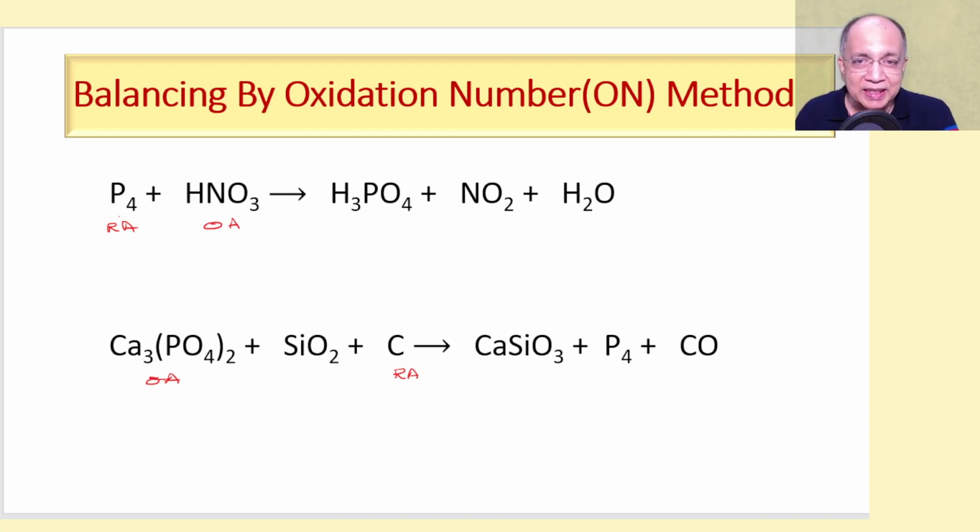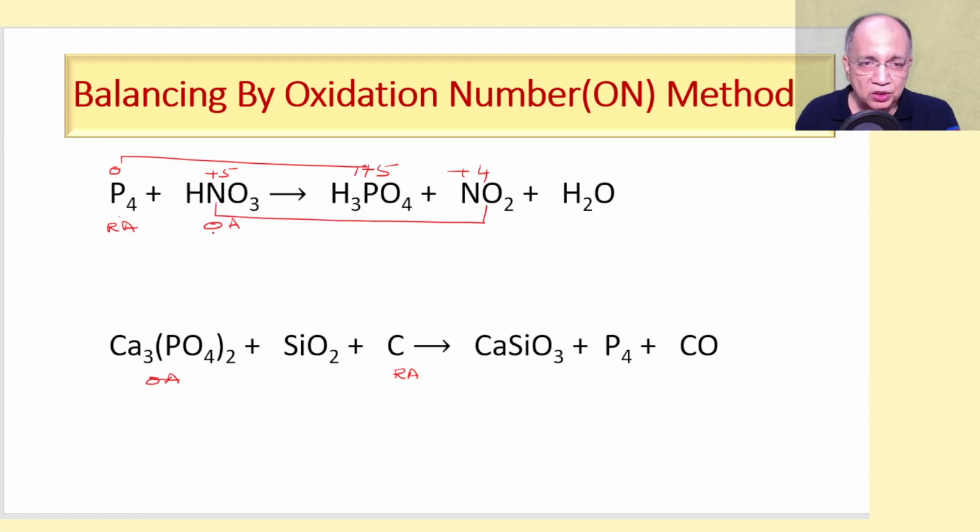Now this is a redox reaction where phosphorus is in the 0 state, its oxidation number here is +5, and nitrogen here is +5, here it is +4. The one which is oxidized, as you know, is called the reducing agent. The one which is reduced is called the oxidizing agent. This method of balancing an equation is called the ON method, where the change in oxidation number for the entire reducing agent is multiplied as a coefficient with the oxidizing agent, and vice versa.